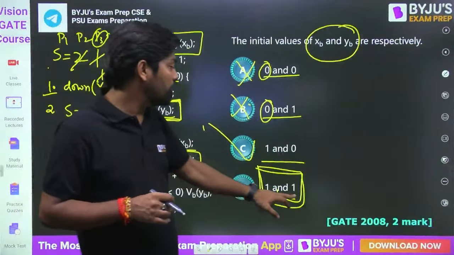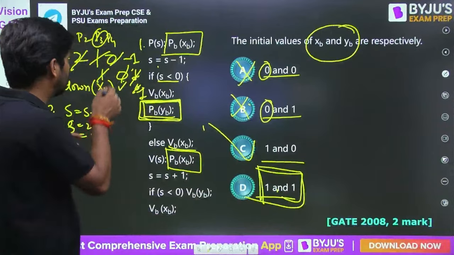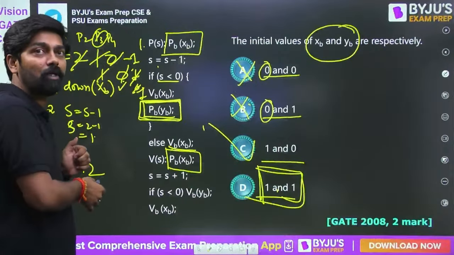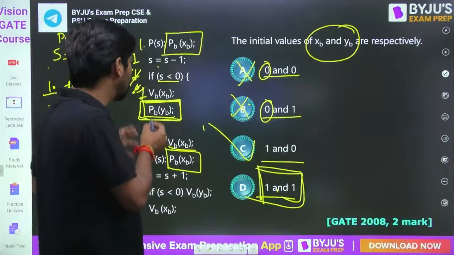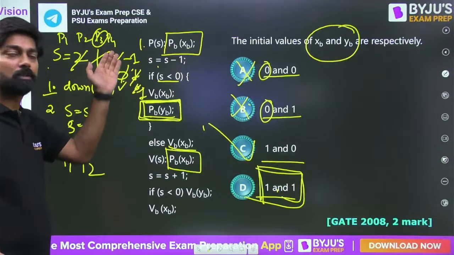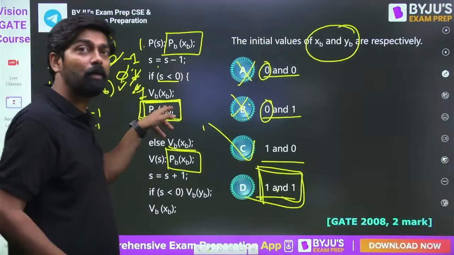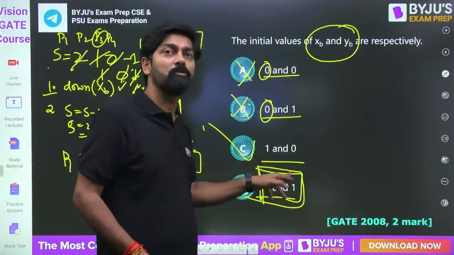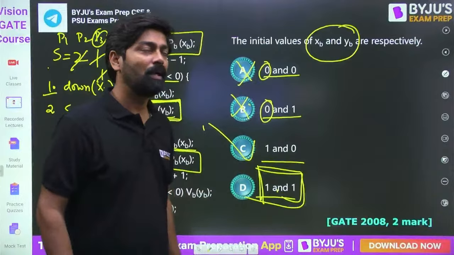Fine. But if you take 1 and 1, what is happening here? For S equal to 2, I am taking. For S equal to 2, we are seeing here that a maximum of 2 processes will be inside, but here 3 processes get in due to this one, P(YB). But if this YB has value 0, it will get suspended. I think this one is clear.